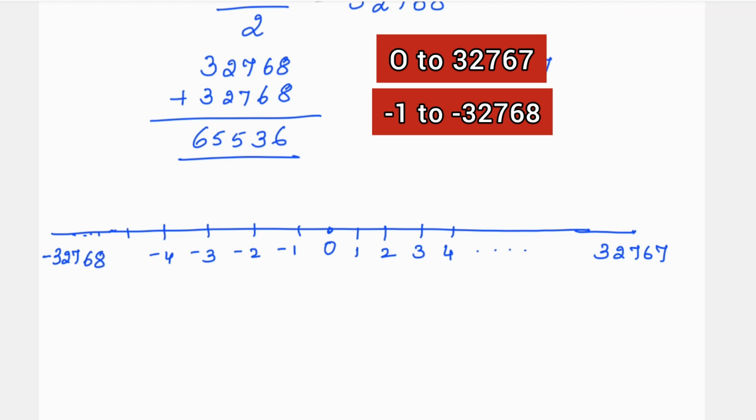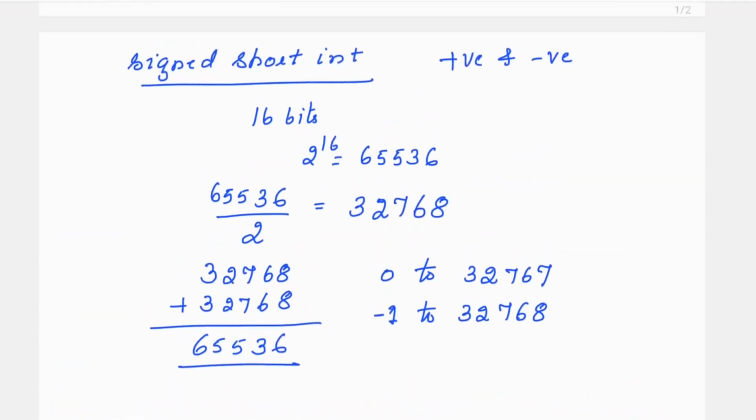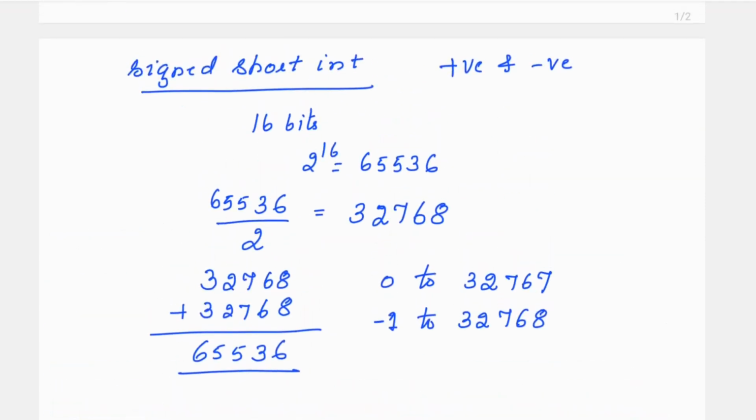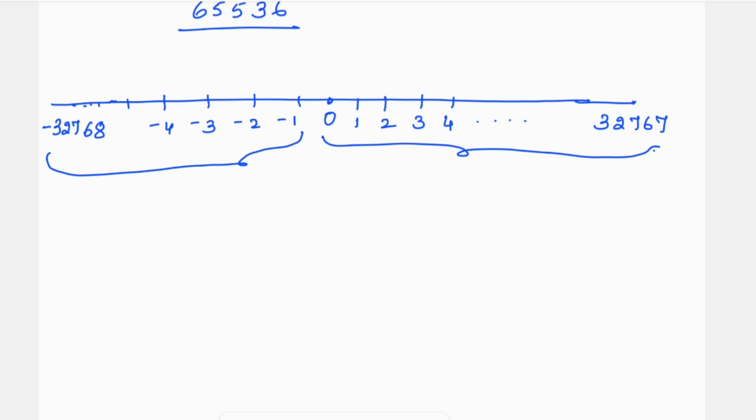So this way you can just put it in a scale and remember, these are the possible positive values that can be given to variables, and these are the possible negative values that can be given to variables which are declared as signed short int. How many possible ways can we use this short data type?